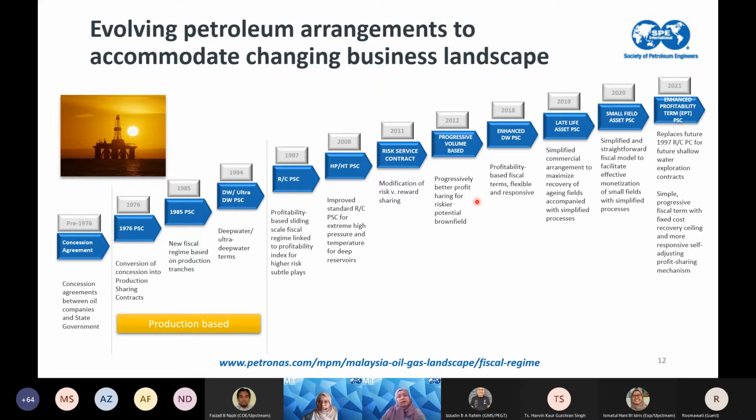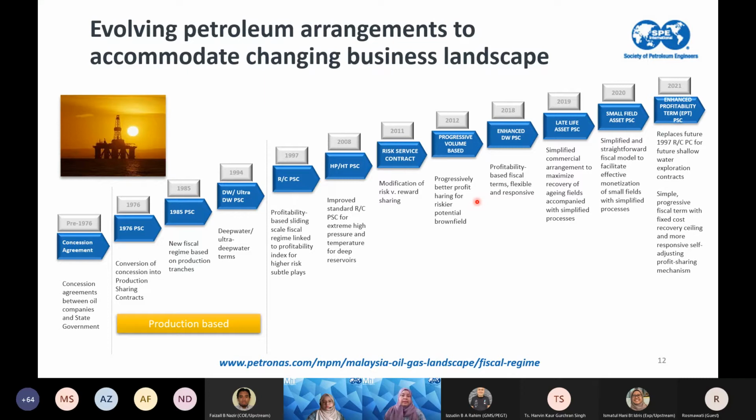And like I said, the last 3 years, we've been quite busy over on the MPM side. We came up with the Late Life Asset PSC. This is to address aging fields. Not that it's zero, there's something remaining. The challenge is sometimes, at the end of a field life, fiscal costs could be relatively quite high. By that I mean sometimes the cost recovery is relatively low and the contractor's profit share is low, so it doesn't make it attractive for the contractor to continue. So the Late Life Asset PSC is supposed to address that.